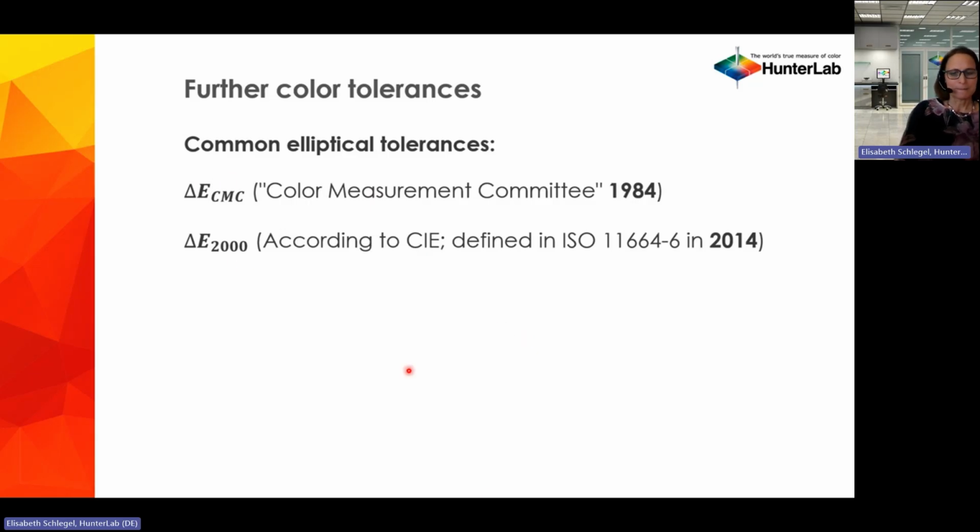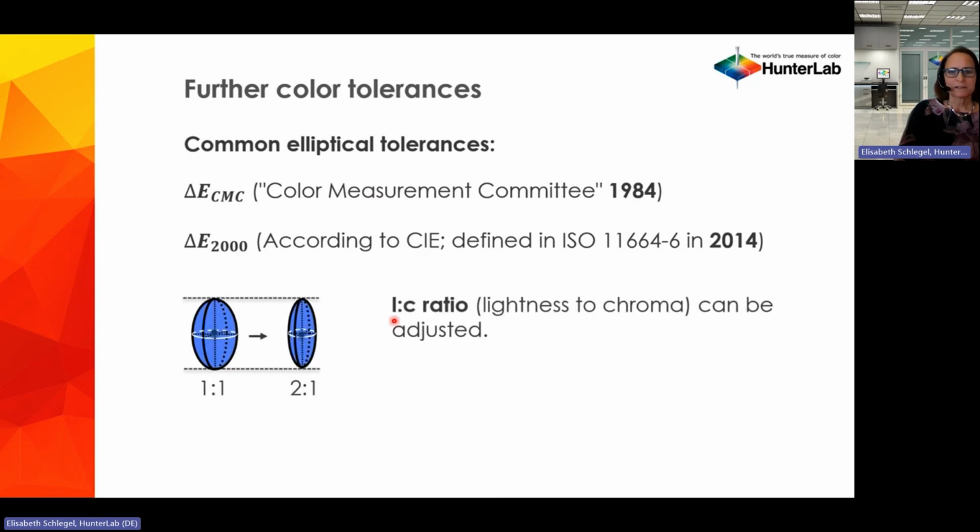For both deltas, you have an L to C ratio that can be set in the instrument or in the software. That means lightness to chroma. So I can define the shape of the ellipsoids. And that depends very much on the product you have. We mostly recommend to use 1:1 as the ratio. But for example, in the textile industry, there's a tradition to use 2:1. So it depends on your products.